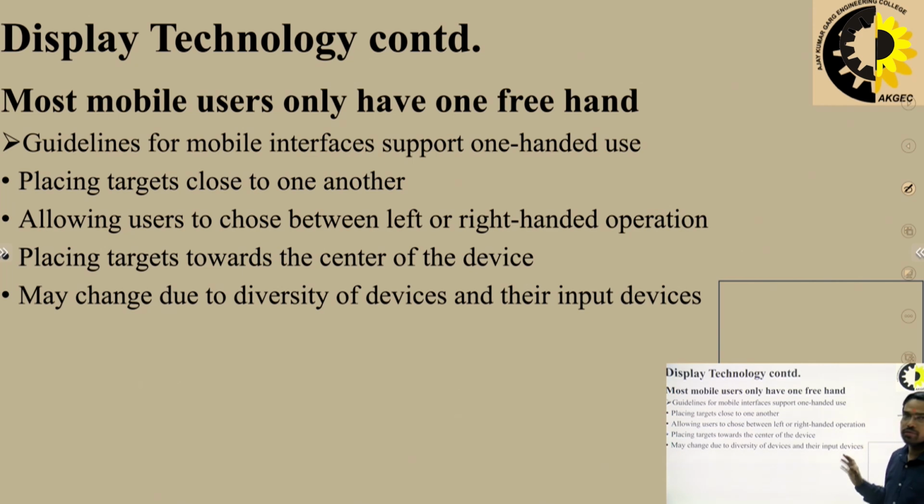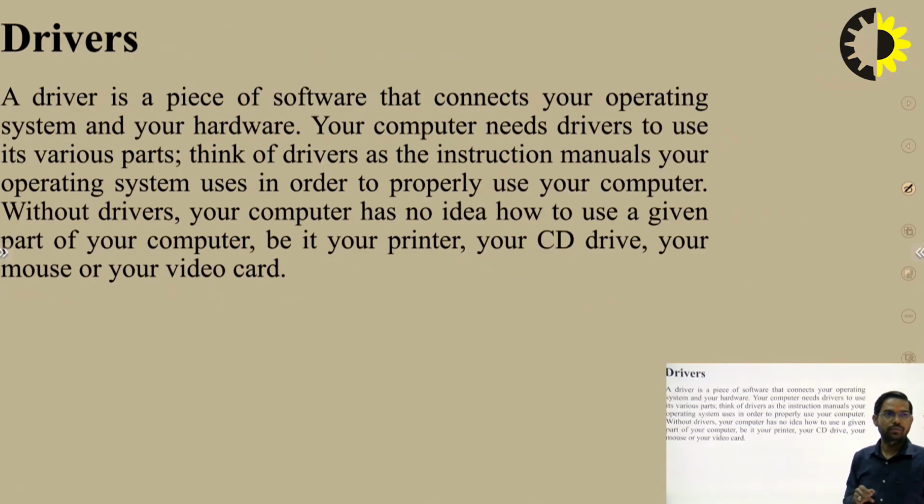Most mobile users want one free hand, so we are using one hand only. So the guideline for mobile interface is one-handed use. Targets are close to one another, allowing the user to choose information from left to right, placing targets at the center of the devices, and many changes are due to the diversity of devices and their input devices.